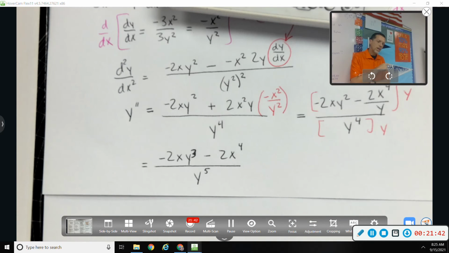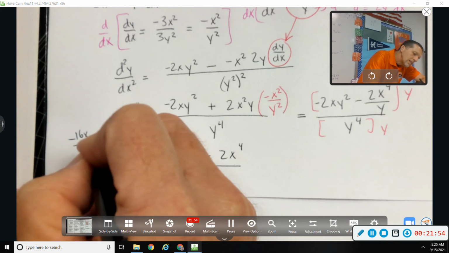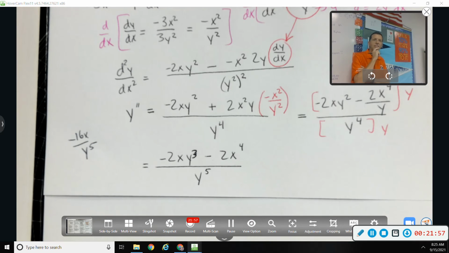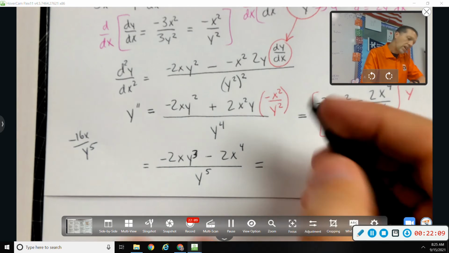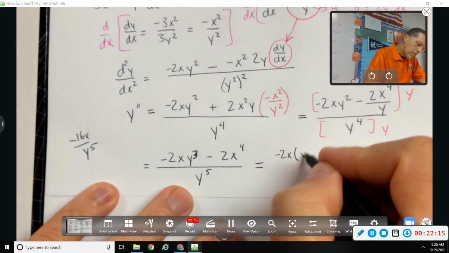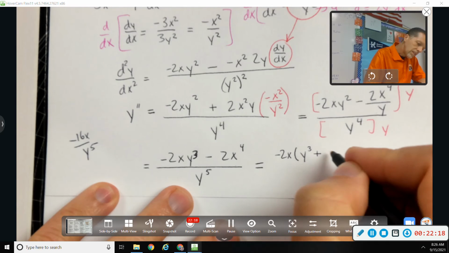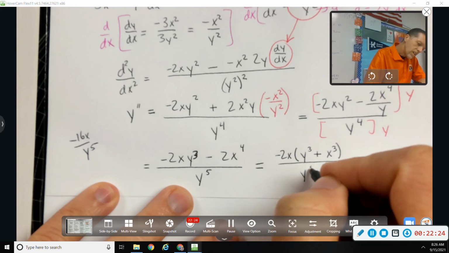Okay, I've got y to the fifth in the bottom. That's good. Wait, can you stop for a second? Rewrite that. That's what I'm aiming for. How in the world? Just as an effort to clean up, what could I factor out of the negative 2x? And that would leave y cubed plus x cubed, all over y to the fifth.